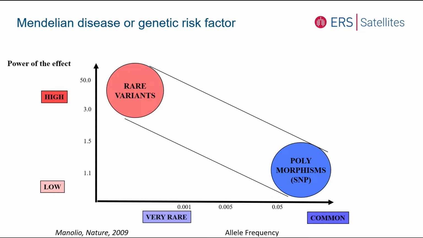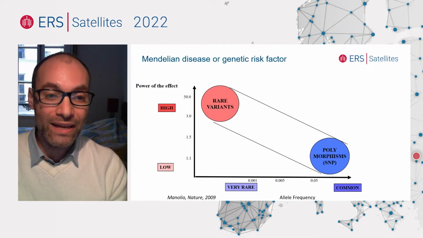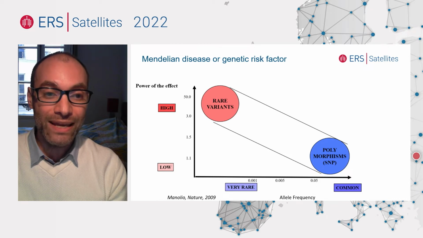However, we need to look a little more closely at genetics. We have known about genetics for years. From high school, we have learned about Mendelian disease. Mendelian diseases are related to ultra-rare or rare variants, almost absent in the general population, but ultra-powerful, and they cause penetrance of the disease when a patient is a carrier of one of these rare variants.